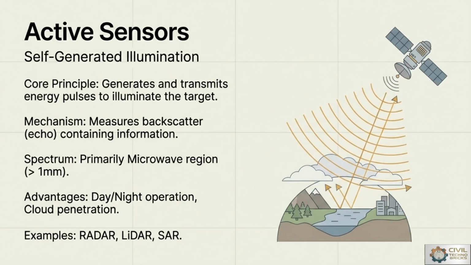Second one will be the active sensors. They are self-generated illumination, or we can say that active sensors generate and transmit their own energy and measure the return signal backscattered from the target. They are mainly operated in the microwave region and they are independent of the sunlight. Major advantages include day and night operation and the ability to penetrate cloud cover. Examples such as radar, SAR, LiDAR are widely used for terrain mapping, flood monitoring and infrastructural assessment purposes.